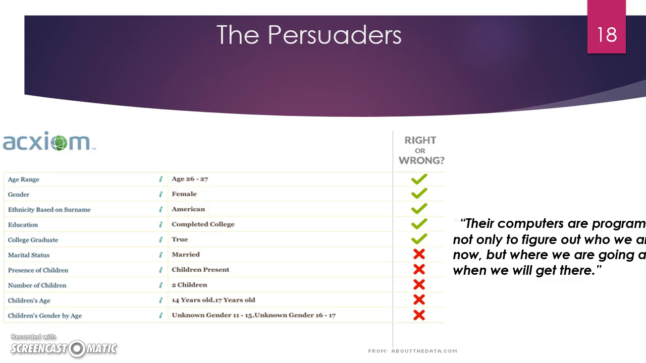According to a PBS Frontline investigation, The Persuaders, Acxiom's information is culled from census data and tax records, those product surveys you answered, and customer records supplied by corporations and credit card companies that are Acxiom clients. Acxiom sifts all this data to produce lists of target consumers for their clients. Their computers are programmed not only to figure out who we are now, but where we are going and when we will get there.